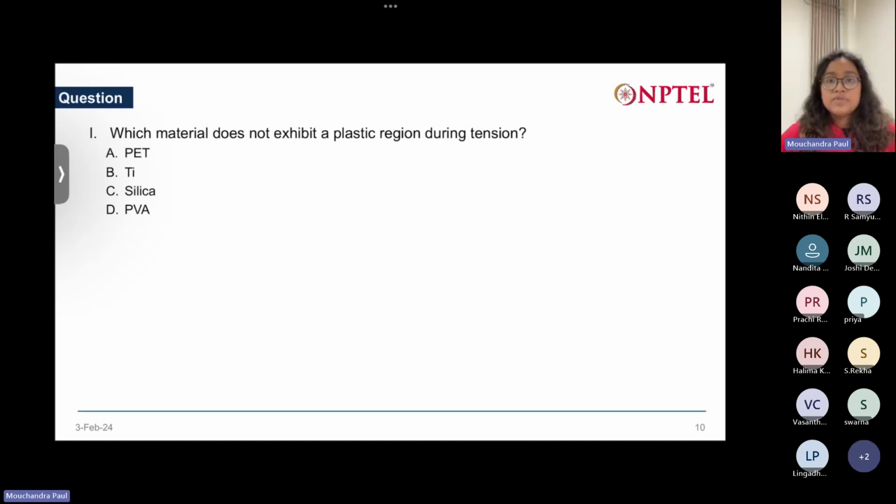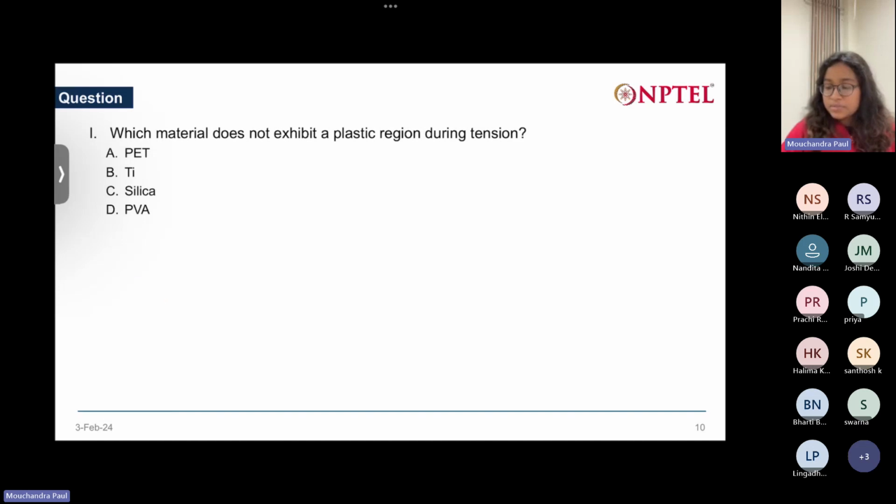So PET and PVA, these are polymers. Titanium is a metal. Silica is a ceramic material. Okay, I hope that gives you a clue. By looking at what type of biomaterial it is, can you tell me? Silica? So why do you think silica will not exhibit a plastic region? Exactly. So the correct answer is, as one of your course mates said, silica.